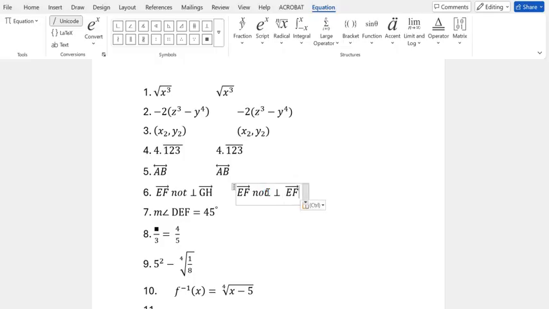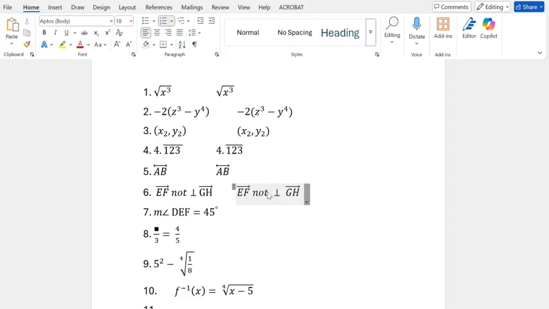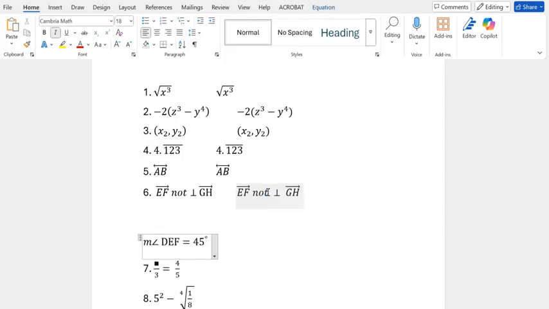Control V. And now I need to go back to cap F. I went back into where it said EF in my copied one and replaced it with GH. Equation. Blank. Equation. Enter.